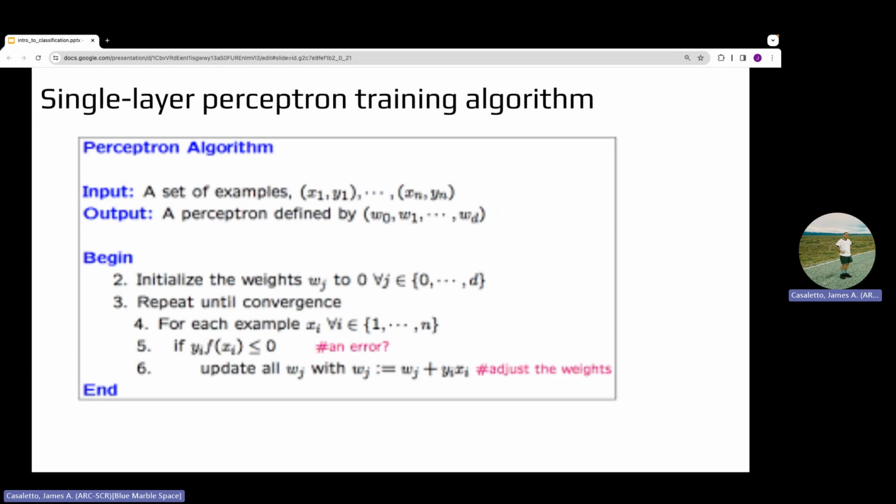For each input xi, we multiply the xi by the weights and get a sum. If the answer is correct, we continue to the next point in the data set. If the answer is wrong, i.e. the predicted value f of xi is not equal to the actual value yi, then we update the weights and continue learning.